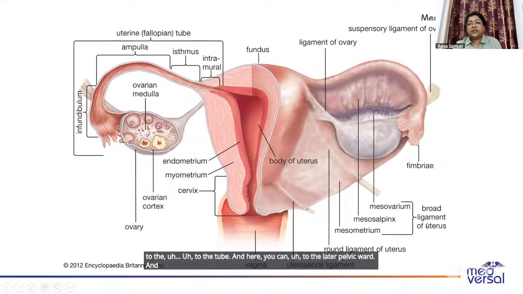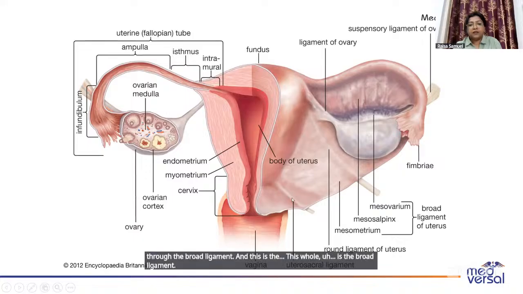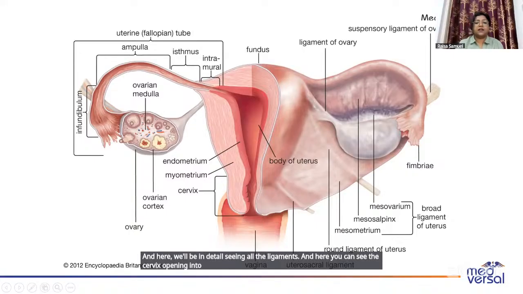And here you can see the broad ligament of the uterus, which has the meso-ovarium and mesosalpinx. This is the mesometrium, and this is the round ligament, which you can see traversing through the broad ligament. This whole is the broad ligament, and here we'll be seeing all the ligaments in detail. And here you can see the cervix opening into the vagina.